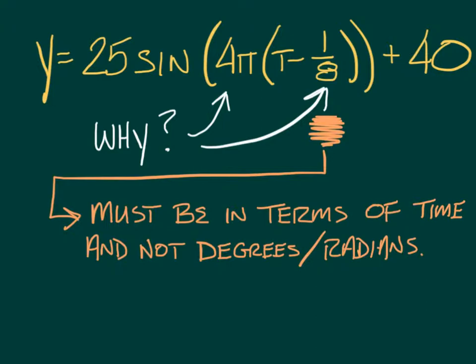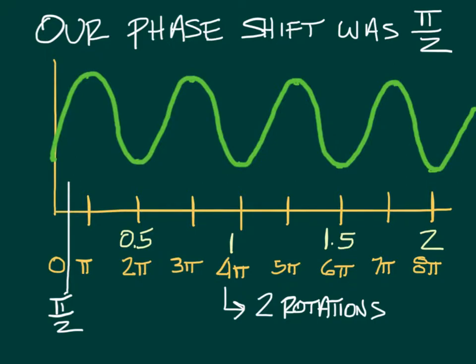It must be in terms of time and not degrees or radians. So we've looked at this and discovered that it had to be 4 pi and 1/8. But why is that? So here is the graph. Down here, this is half a minute, a whole minute. Notice you have 2 complete revolutions in a minute and a half, and 2 minutes.